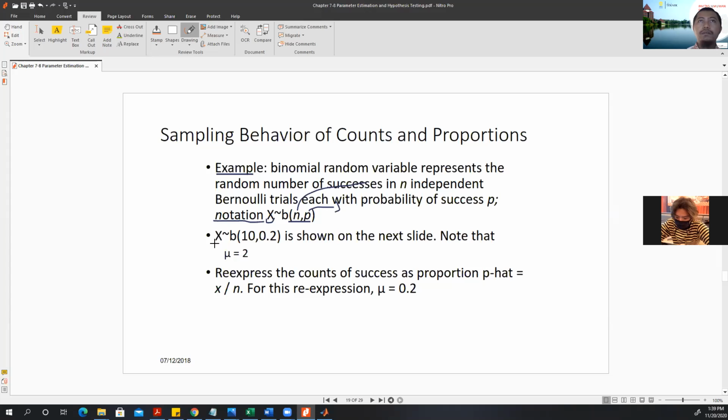For example, the binomial random variable given by n equal to 10 and the probability being 0.2 is shown in the next slide. Note that mu is just the result of multiplying 10 by 0.2, and we have a result of mu equal to 2. Re-express the count of successes as the proportion p hat. So we can say that p hat, the proportion of success, is x divided by n. For this expression, the mu is equal to 0.2.